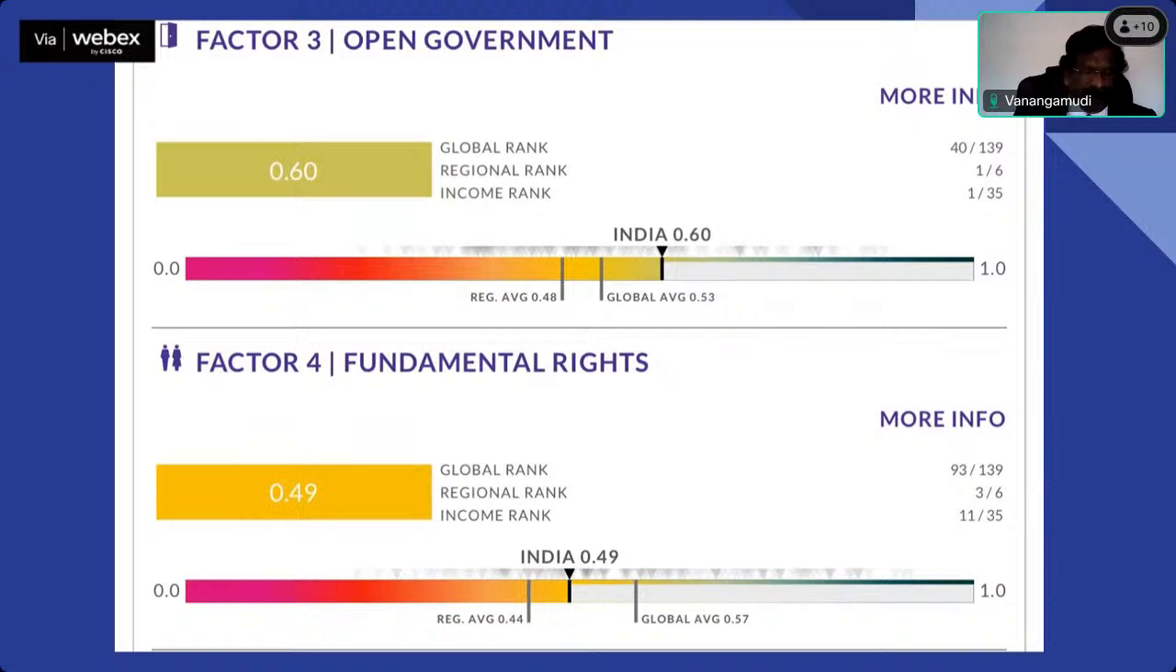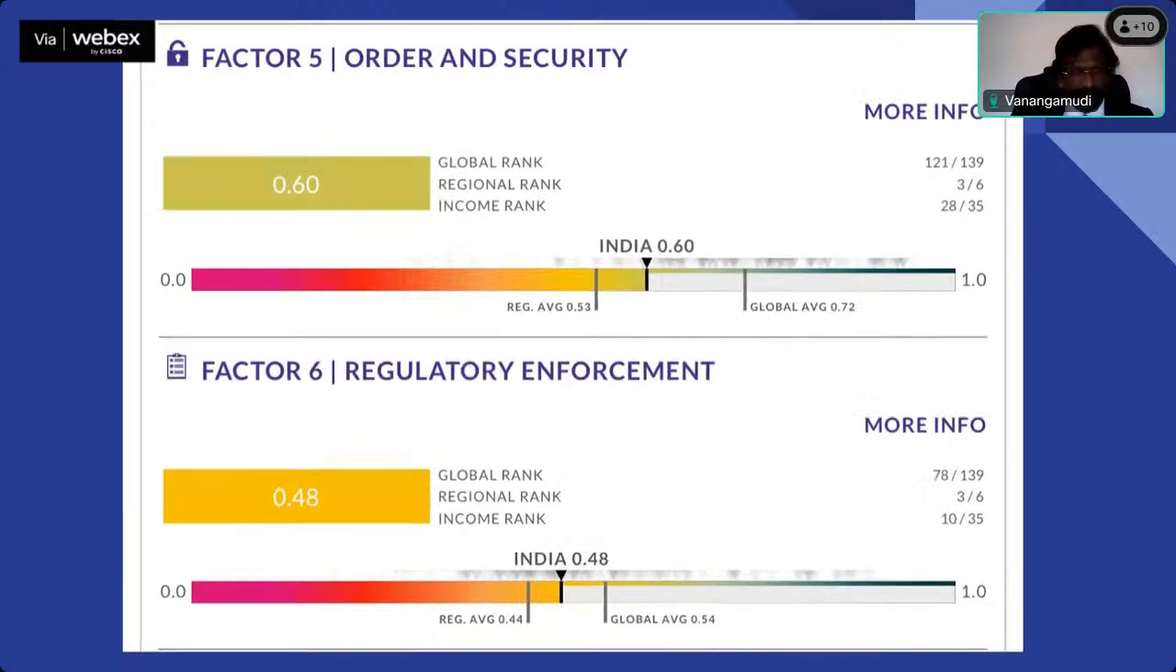See, then the 5th concept is order and security. Please move on to the next slide. In order and security, look, India's position is 121 out of 139 countries. That means order and security is not proper. The score is 0.6. As far as regional rank is concerned, out of 6 countries, 3rd. In the income group, it is 28 out of 35. So India is not in a good condition as far as order and security is concerned.